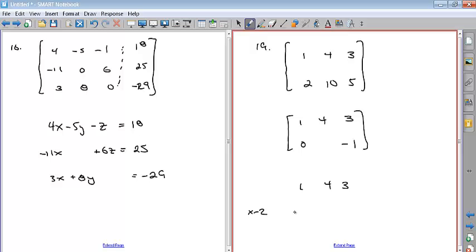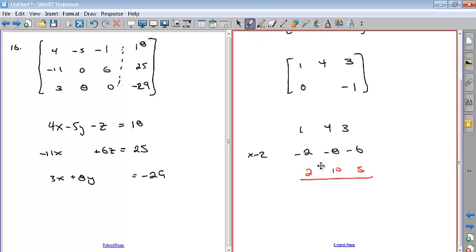If you multiply each one of these by negative 2, you get negative 2, negative 8, negative 6. And then you add those to the second row. So let's put the second row in here: 2, 10, and 5. We add these two rows together. That gives 0, since negative 2 plus 2 is 0. Negative 8 plus 10 is 2. And negative 6 plus 5 is negative 1. And you can see that's what I have: 0 here, negative 1 there, and therefore the answer here is 2.